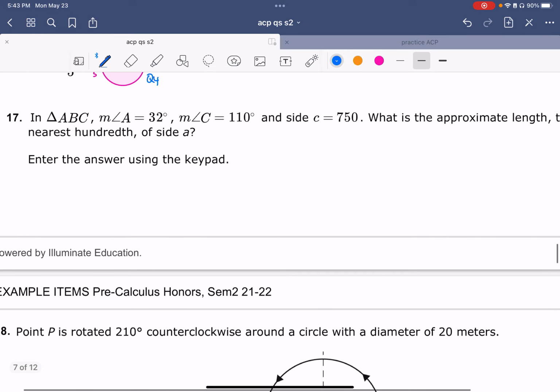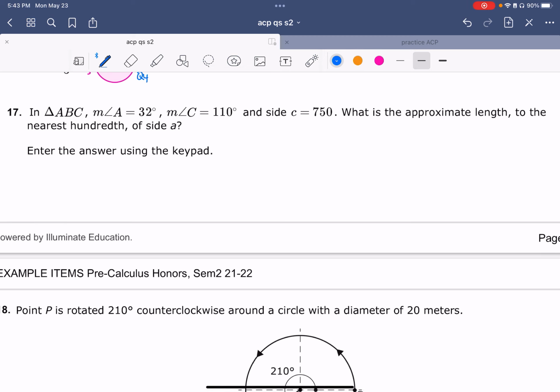Number 17. In triangle ABC, the measure of angle A is 32, angle C is 110, side c is 750. What's the approximate length of side a? Notice that we have a pair, we have an angle and the side c. So when you have a pair, you can use the law of sines. So sine C over little c, you always start with the one you have the pair of, and then you set it equal to the letter that you're solving for. So we're solving for a. From here, you can plug in the numbers. So sine of 110 over 750 is equal to sine of 32 over a.